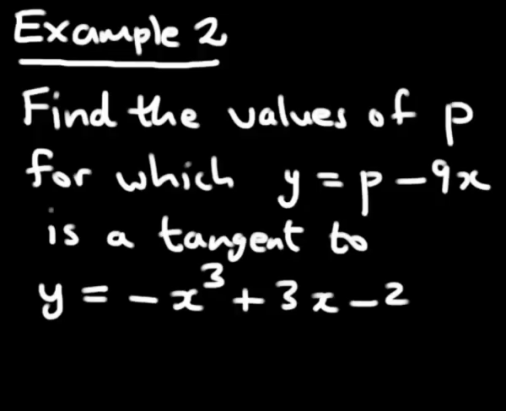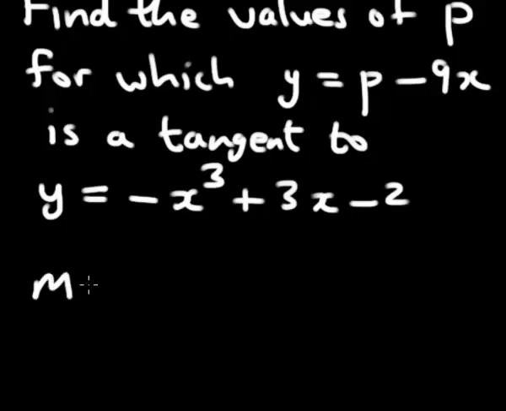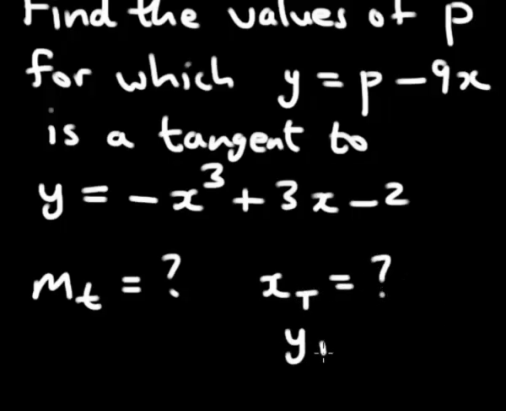Okay, here's a second example, guys. Find the values of p for which the line y equals p minus 9x is a tangent to this cubic. Well, what do we need? With a tangent, we need certain information. If you remember, we need the gradient of the tangent, we need the x of where the tangent cuts the cubic, and we need the y of the point where the cubic and the tangent meet.